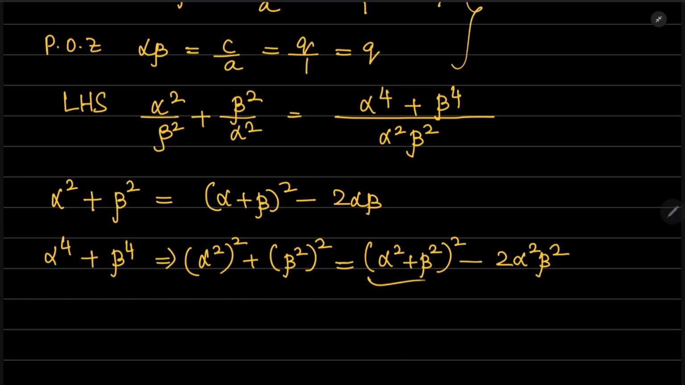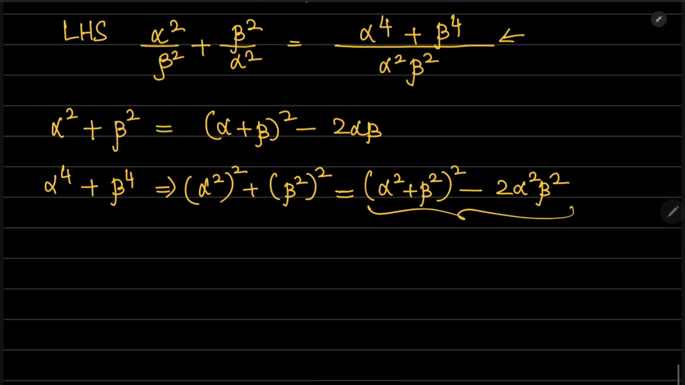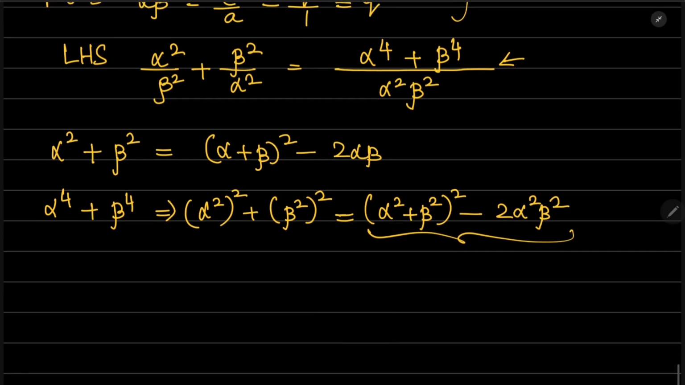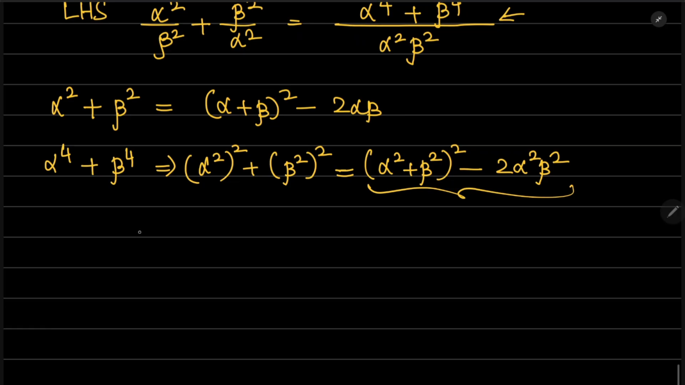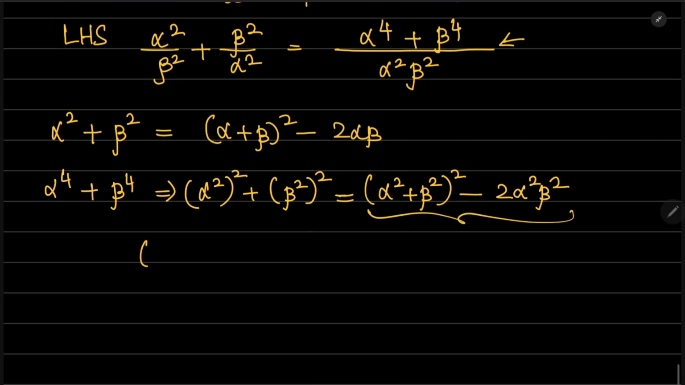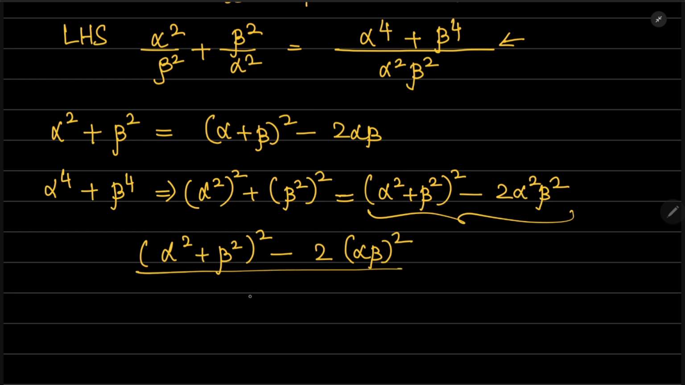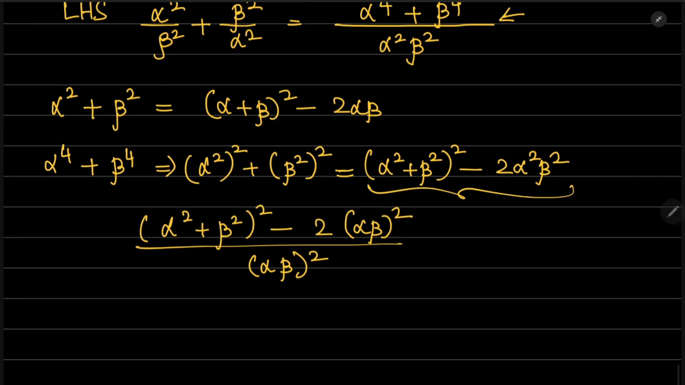So, let's replace this in the above expression. The numerator will be, instead of alpha to the power 4 plus beta to the power 4, alpha square plus beta square the whole square minus 2 alpha beta the whole square, divided by the denominator, which will also become alpha square beta square. I can write it as alpha beta the whole square.